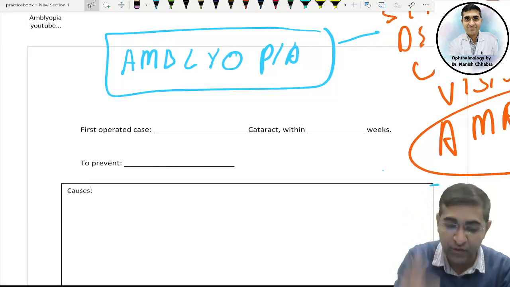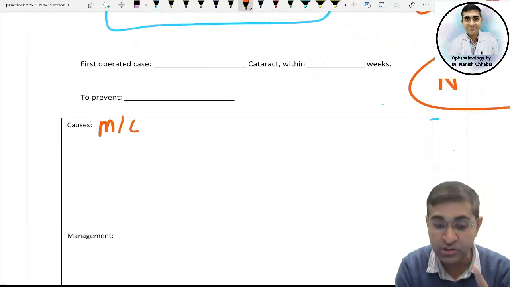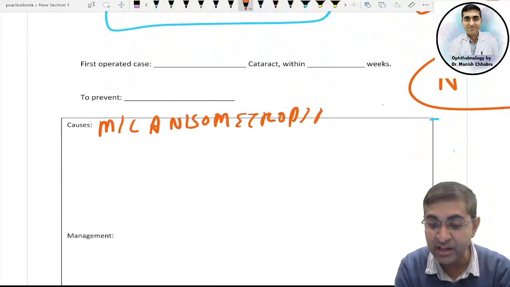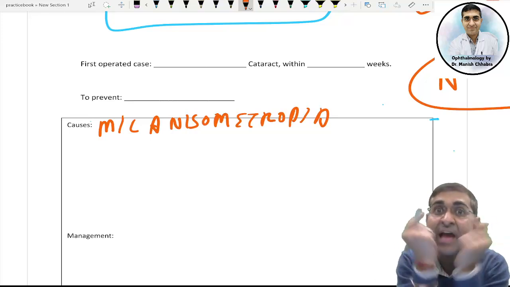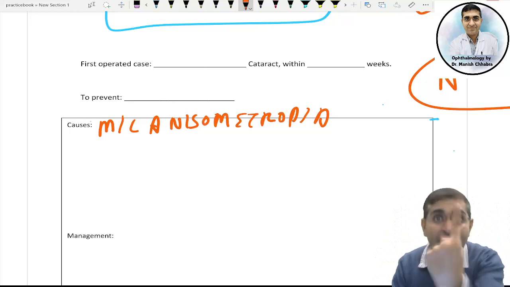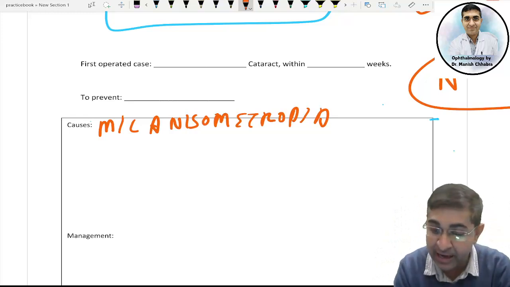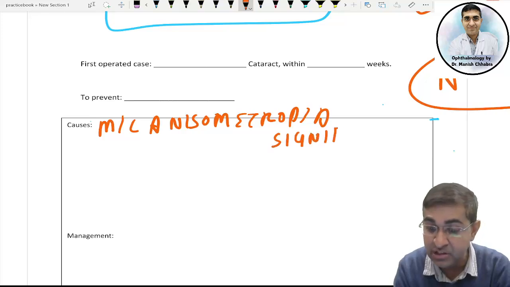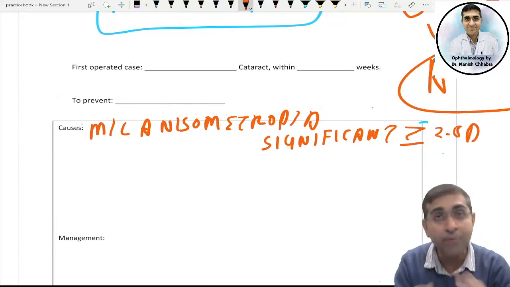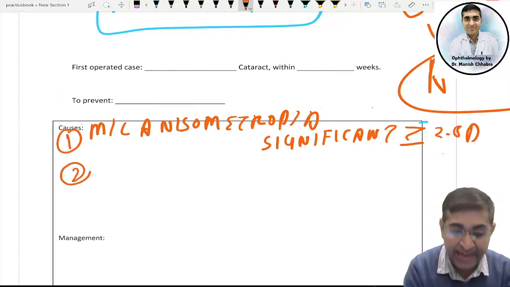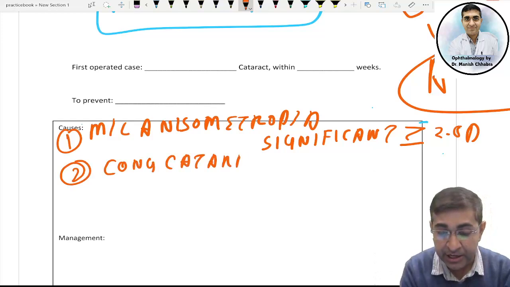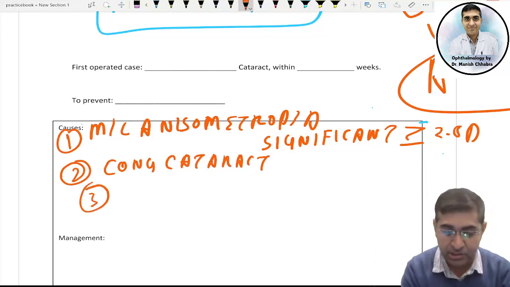What are the causes of amblyopia? The most common cause is anisometropia. Anisometropia is a condition when there is a difference in the refractive error of the two eyes. It can be as little as 1 diopter, but significant anisometropia, which is your previous year question, is when it is more than or equal to 2.5 diopter. Number one. Second, it may be congenital cataract, then it may be due to strabismus or squint.